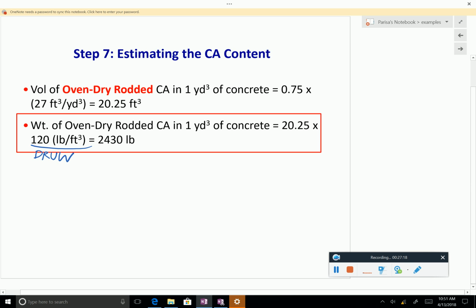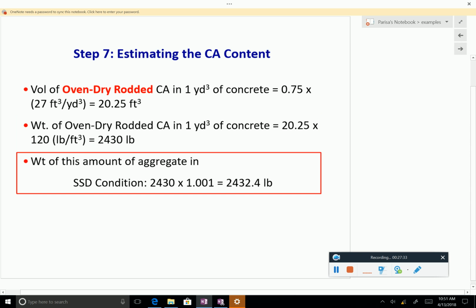In the above, I'm just turning yard cube to feet cube, just that. Nothing else. And this is oven dry weight. And then it's easy to go to SSD condition. So you multiply, like I explained last time, by 1 plus moisture content %.